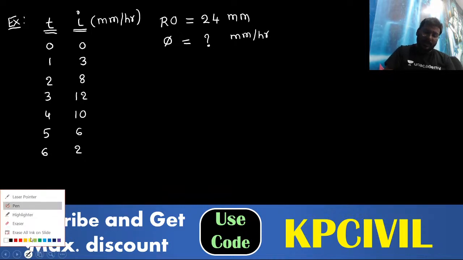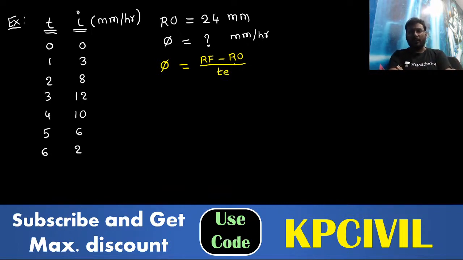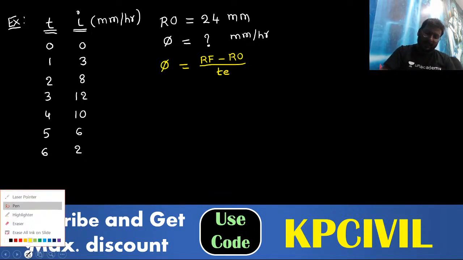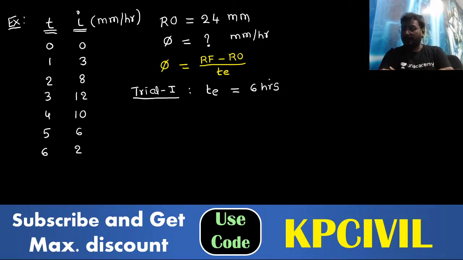We have the phi value formula: phi is equal to rainfall minus runoff by effective time. Do we have the effective time here? It is not provided. So consider trial 1: the effective time period is the total duration of rainfall, 6 hours.